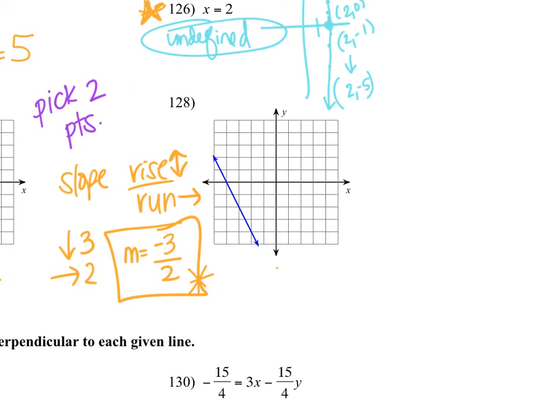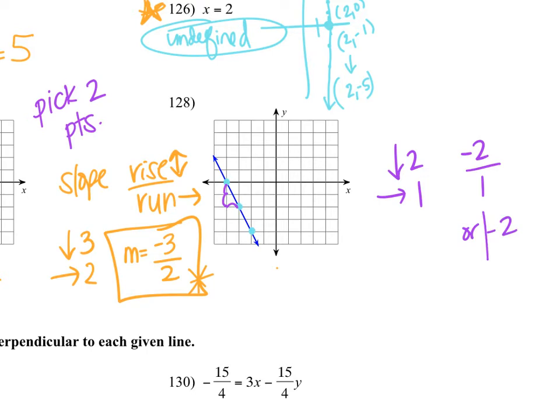Let's try number 128. So 128, again, we're going to pick 2 points. I will choose points that actually cross at a vertice. So it looks like those there. And then I'm going to go down 2 over 1. So down 2 to the right 1. So this would be negative 2 over 1, or just negative 2 is my m.